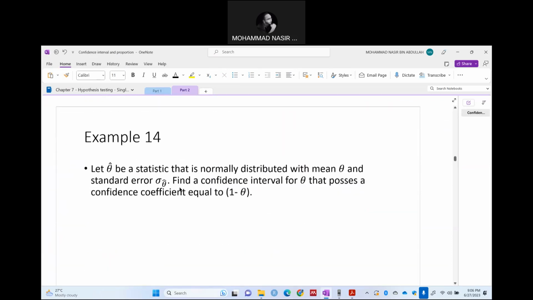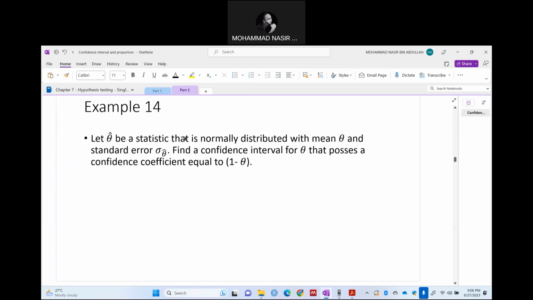But in this example, I would like you to derive the confidence interval from scratch. Means that, let's say theta hat is a statistic from a normal distribution with mean equal to theta and standard error sigma theta hat. So we want to find the confidence interval for theta with confidence coefficient 1 minus alpha. So it starts from scratch: negative z alpha divided by 2, this is z alpha divided by 2, 1 minus alpha.